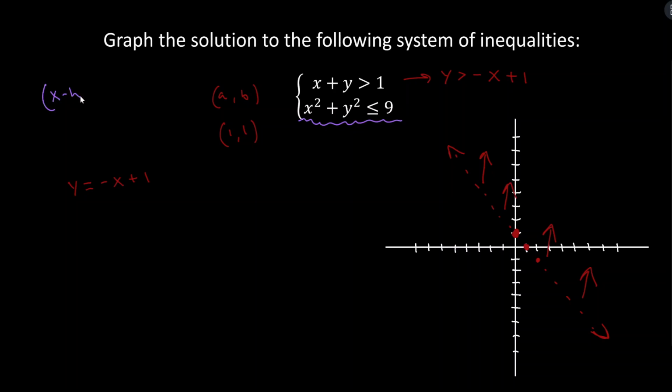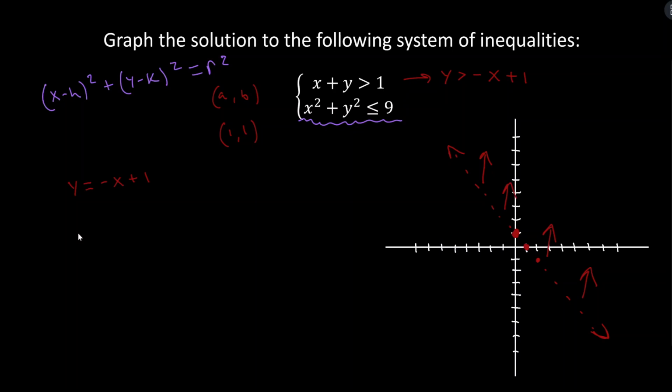(x minus h) squared plus (y minus k) squared equals r squared. So what do we square to get 9? That's 3, so that's the radius. And we can think of h and k in this case each being 0. Might be a little tricky to see that, but we have a circle here.